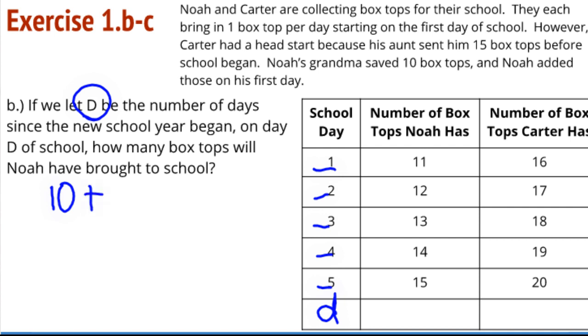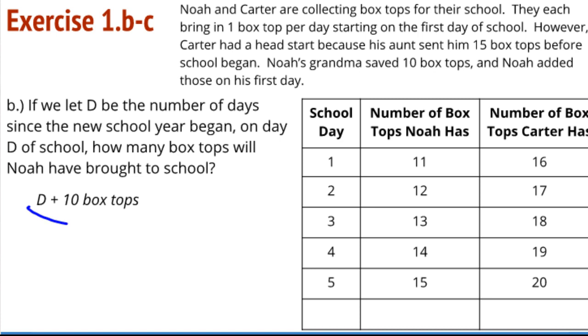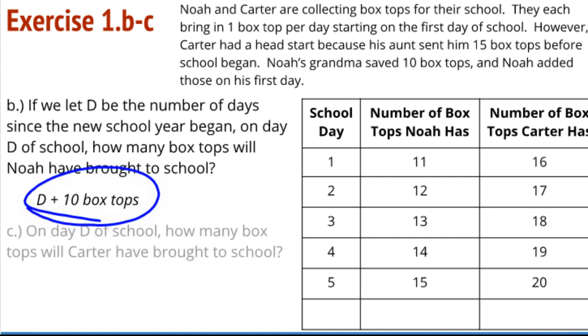So he's got the 10 that he originally brought plus the number of days. So how many days plus the 10 box tops? And I gave you kind of an example of how I thought my way through this. So how would you do this for Carter? I kind of showed you for Noah. Think your way through. What would you put for Carter?